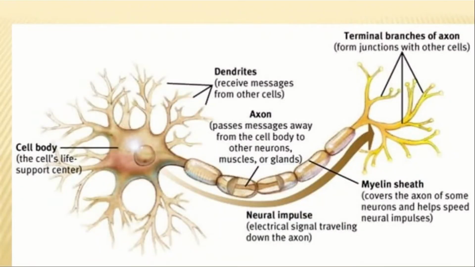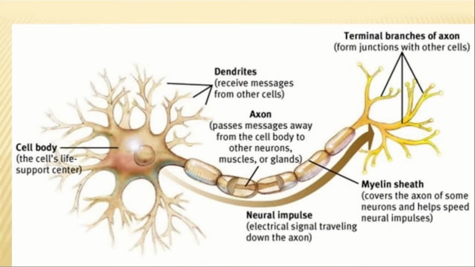So this is the pictorial representation of our nerve cell. It has a cell body, the cell's life support center, and next, dendrites. The dendrites receive messages from other cells and pass them to the cell body. The cell body is the life support center. Next, the message is transferred to the axon, which passes messages away from the cell body to other neurons, muscles and glands. Next, neural impulses, that is, the electrical signal traveling down the axon.